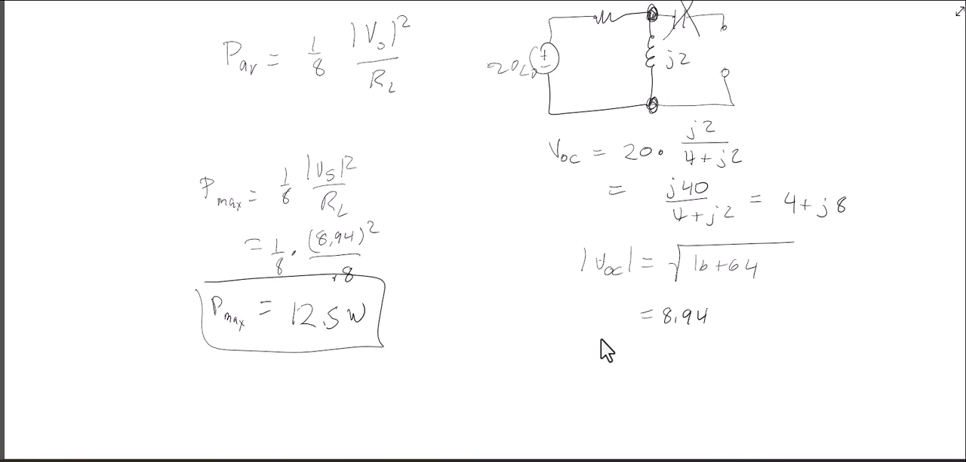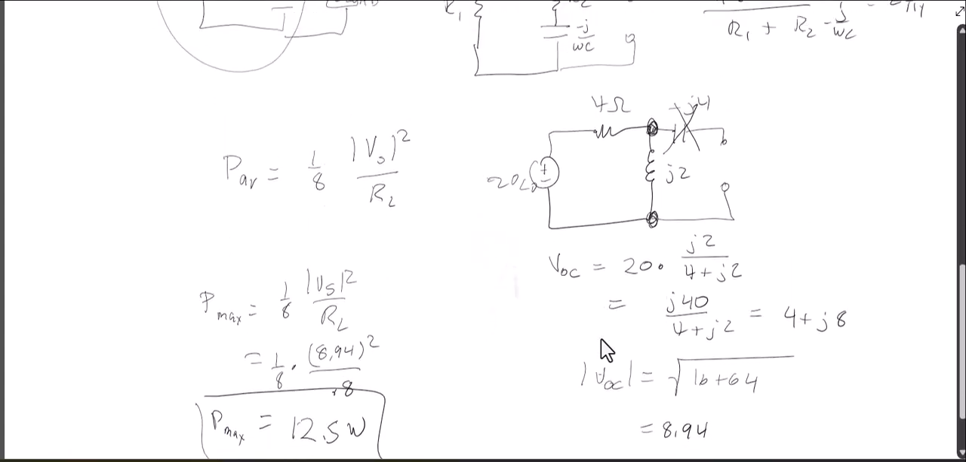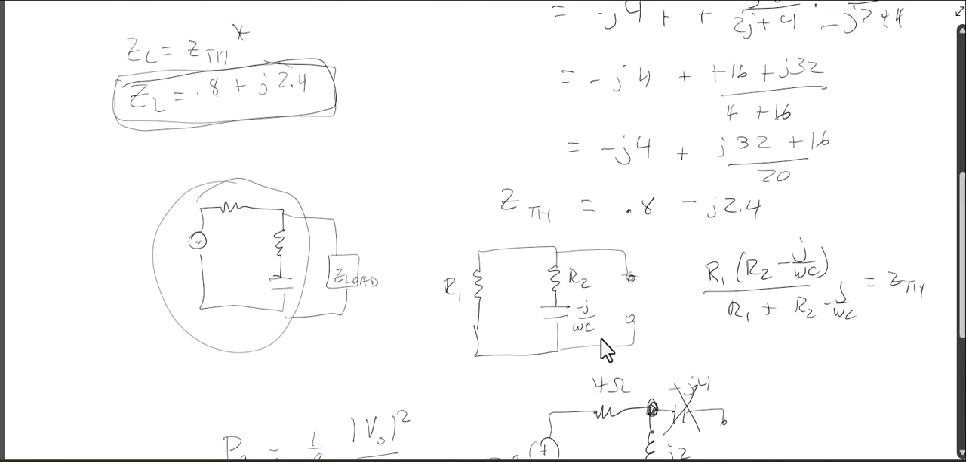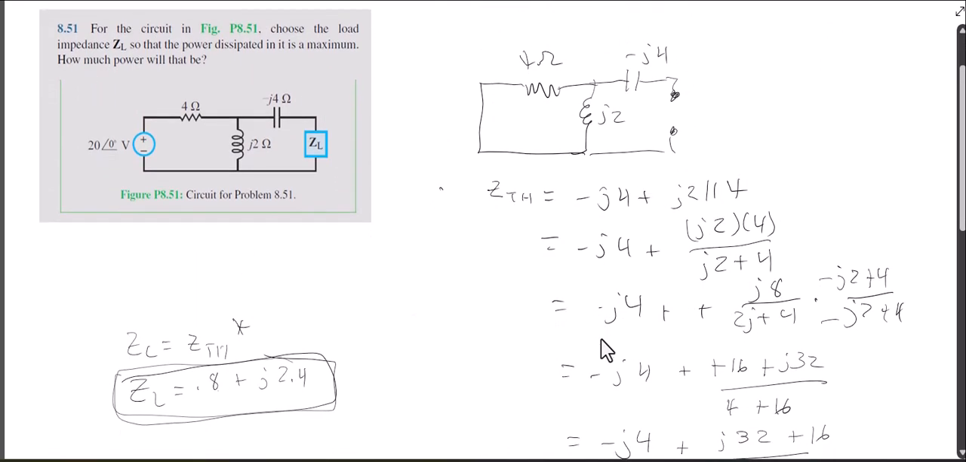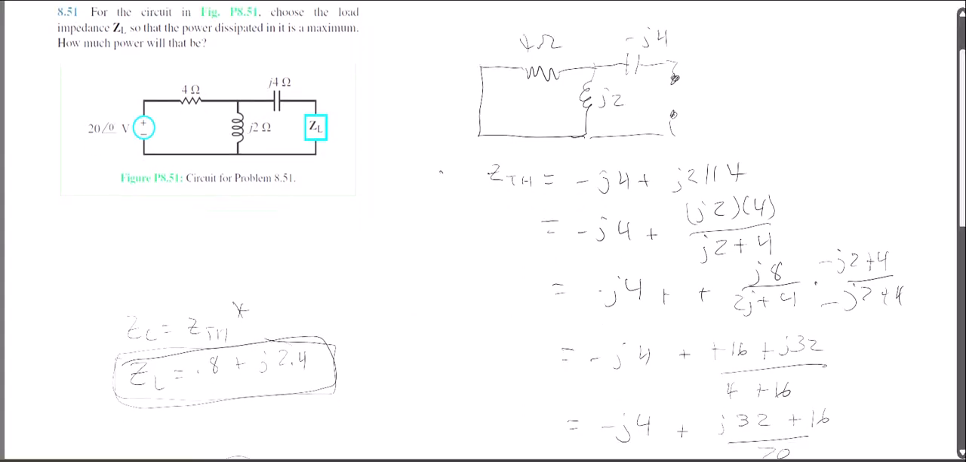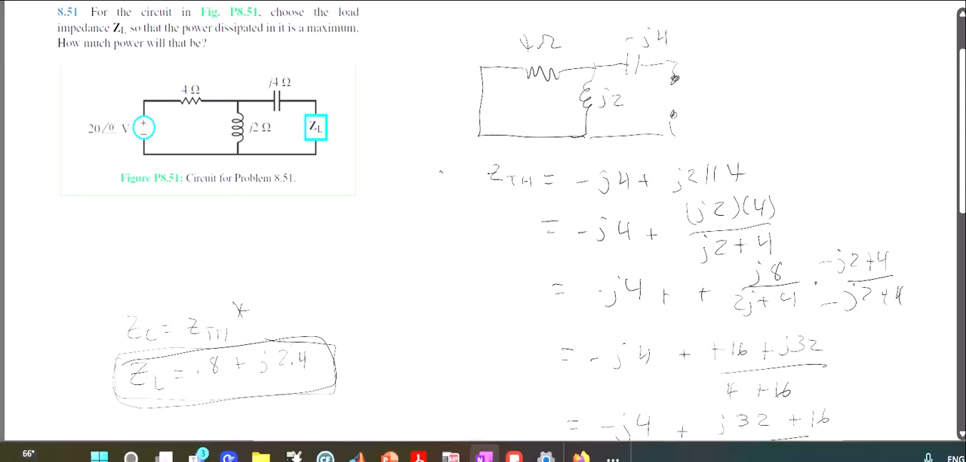Let's say the question had not said to find the power, it just says how much power will that be. Let's say the question asked for complex power. To answer that, I'm just going to ask you to think about what we are doing when we are finding the impedance that would give us the maximum power, and how that can help us answer the question if we were trying to find the complex power. There are lots of ways you can do it, but if you think about it, you might be able to come up with a little easier way to do it. All right.